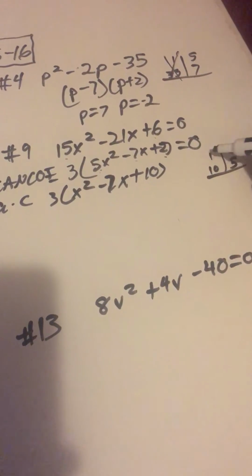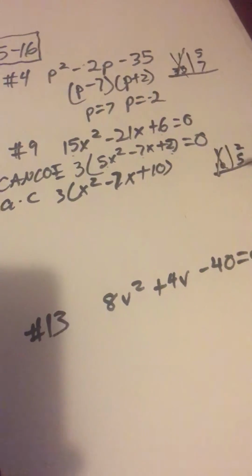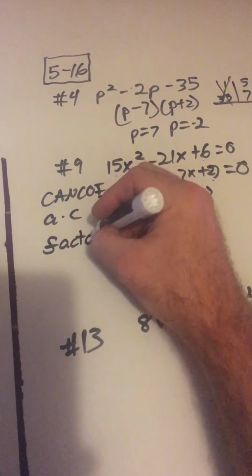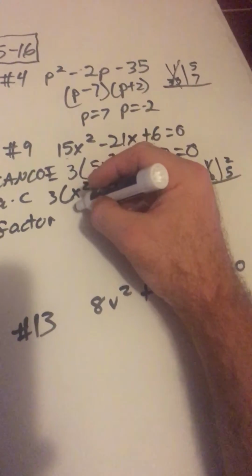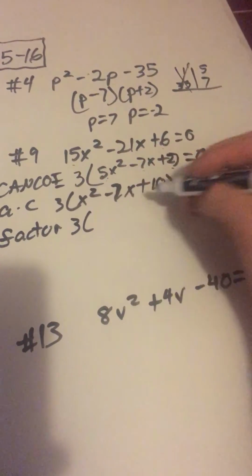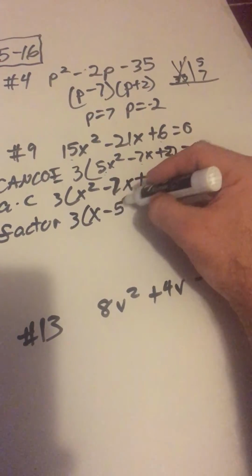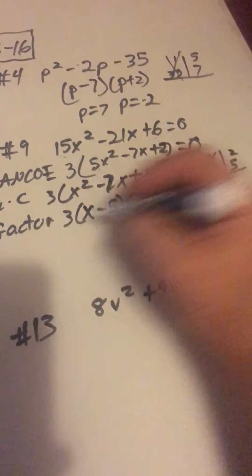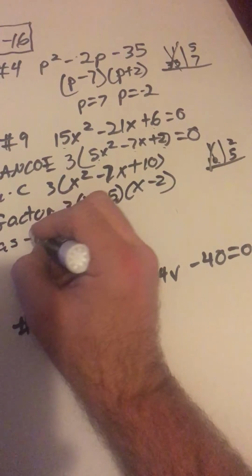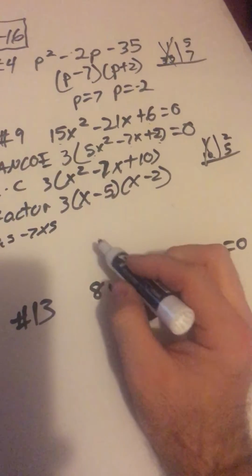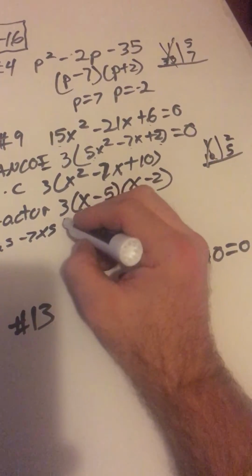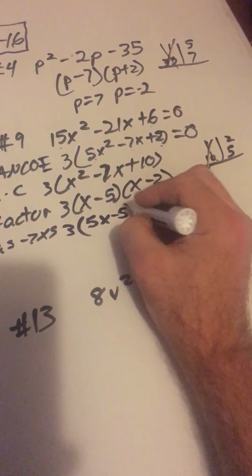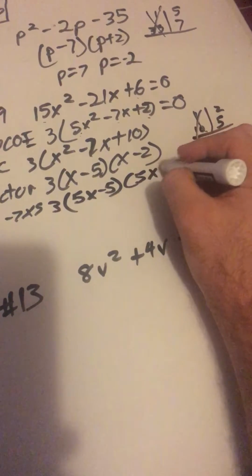So now what are my factors? Well, 1 and 10 aren't going to work, so it's got to be 2 and 5. So now I'm going to factor as usual. So now I take 3, okay, and I have x minus 5, x minus 2. All right, then I've got to put my a's back in front of my x's. What were my a's? The 5. So now I've got 3, 5x minus 5, and 5x minus 2.